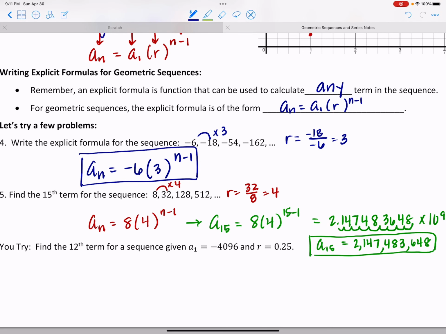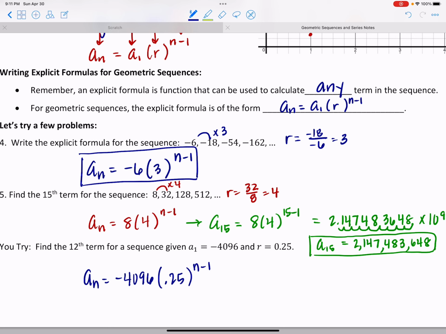Alright, so look, I want you to give the next one a try. If you are feeling good about this, pause the video and give it a shot. If not, let's write our explicit formula so we know a sub n. Here is going to be, let's see, a sub 1 they give us directly, negative 4,096. That's where this list starts. And then it says the common ratio is going to be 0.25, and then we're going to raise that to the n minus 1 power.